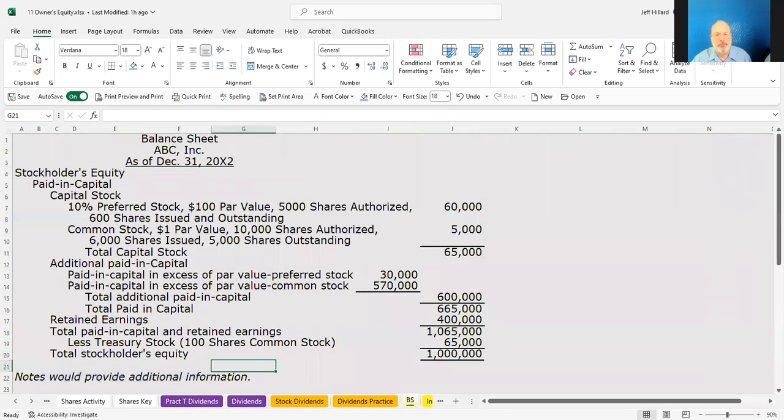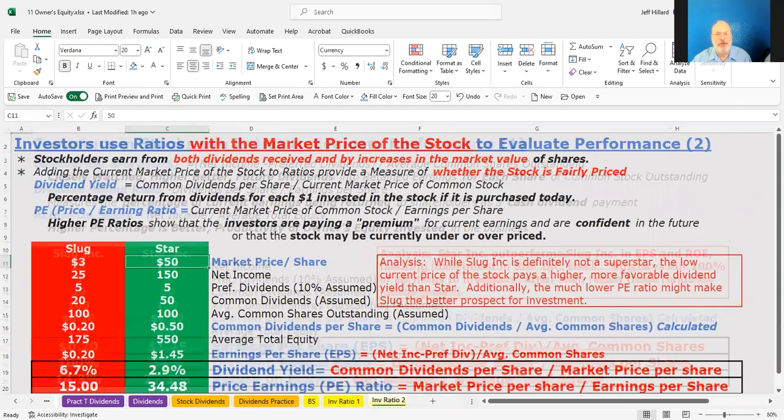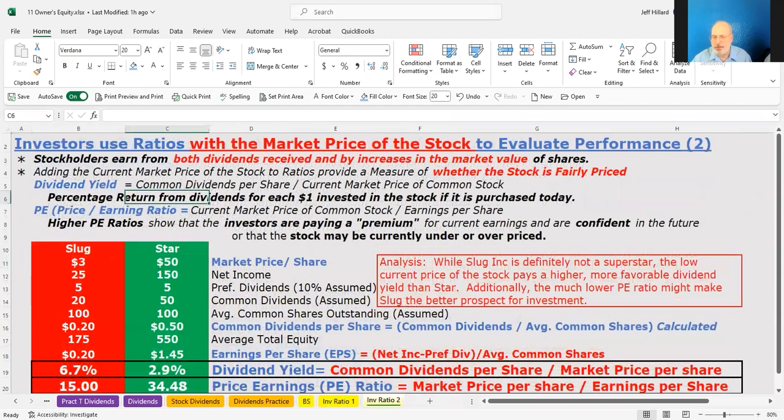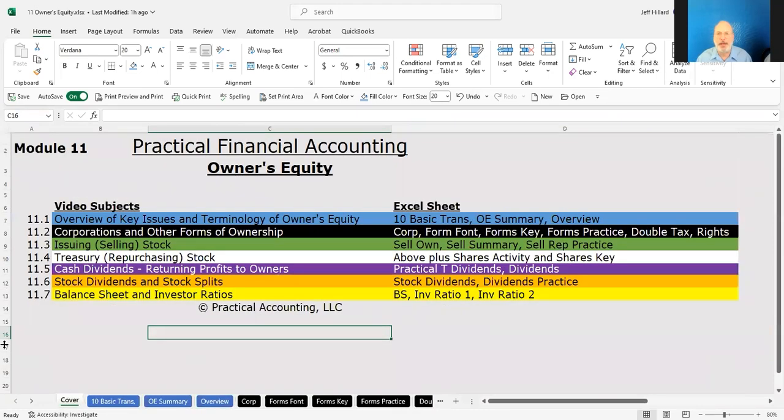And then we're going to talk briefly about balance sheet presentation. And finally, we're going to do a total of five issues, ratios that investors use to evaluate performance. And we're going to finish it with ones on market share. So that's what's in this action-packed module.